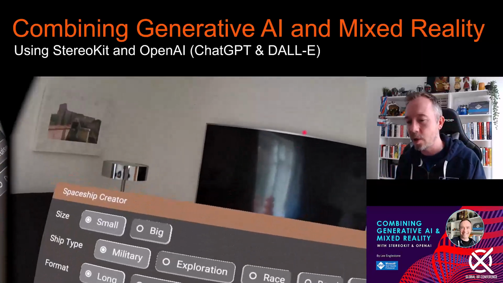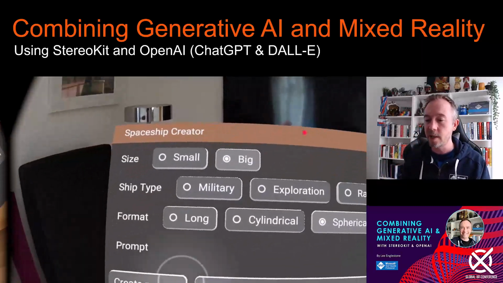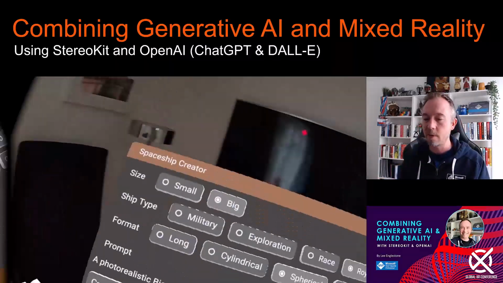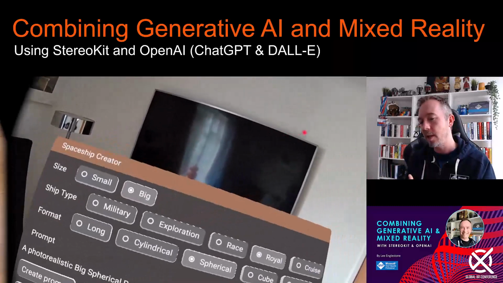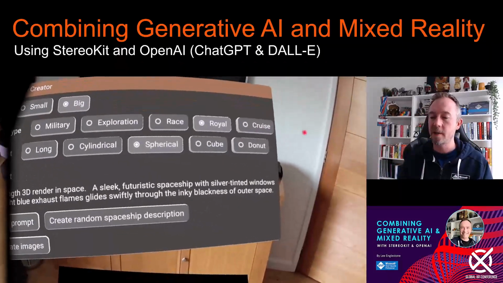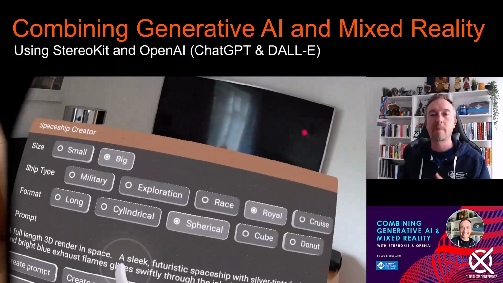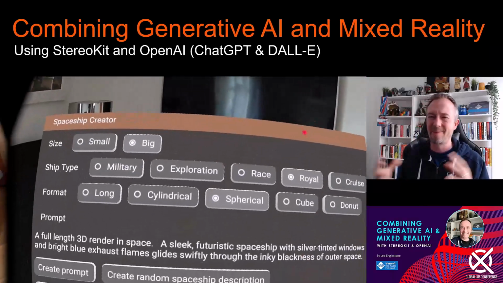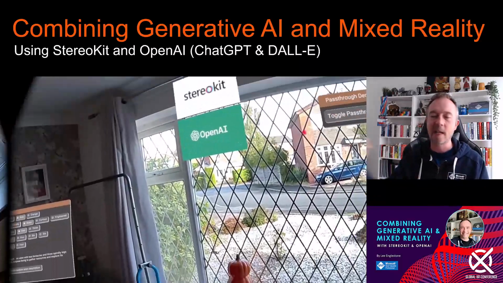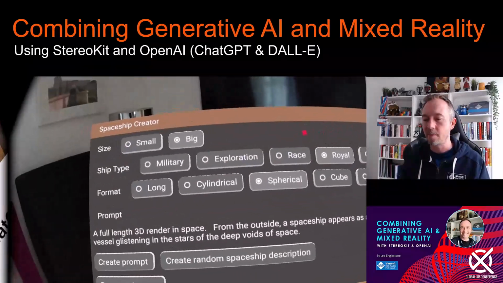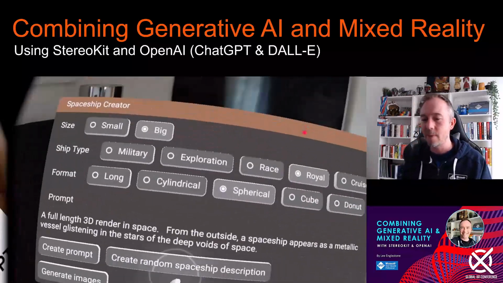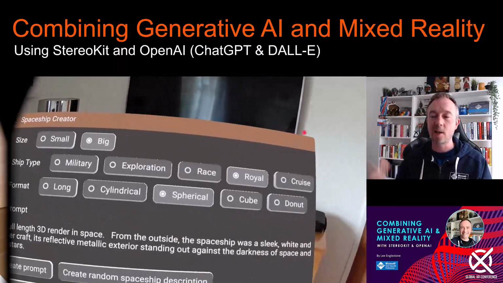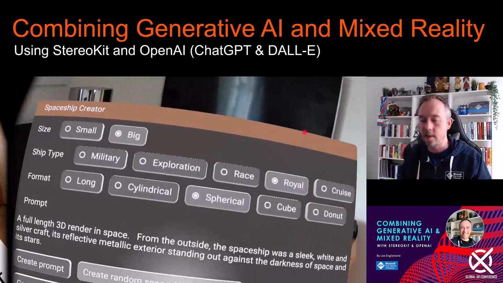That works quite well. The other thing we're going to do is the spaceship creator. So again, I can use the configuration buttons to say, go create me a military spaceship or an exploration spaceship that's long or big or small, or I can click this button that hits ChatGPT, which generates me a random description of a spaceship. And I have to do that a few times to get what I think is quite an interesting prompt to then send to DALL-E. Then hopefully soon I click a button that says generate images, and that will go off and create those images, sending that prompt to DALL-E and returning them back in StereoKit in mixed reality.